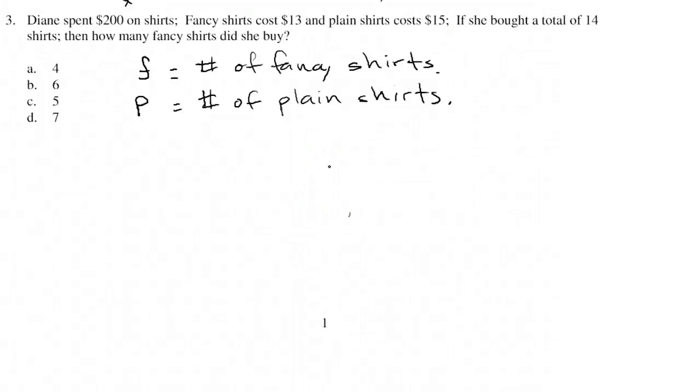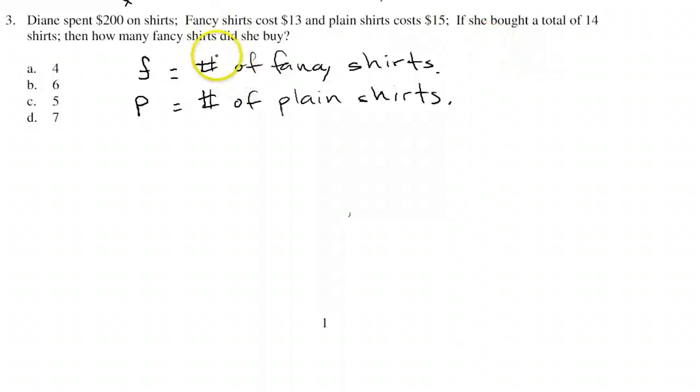So for number 3, we have a word problem, and let's go and read this out loud. It says, Diane spent $200 on shirts, and fancy shirts cost $13 while plain shirts cost $15. If she bought a total of 14 shirts, then how many fancy shirts did she buy?